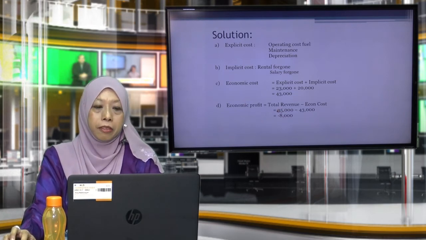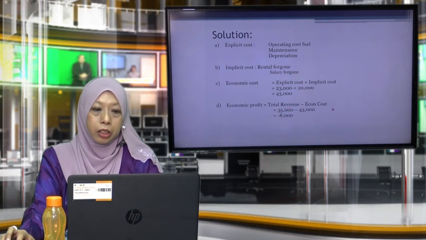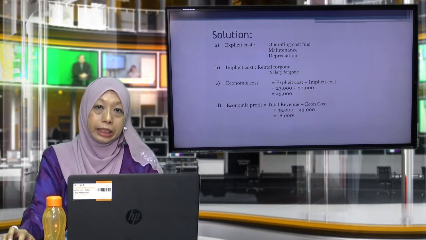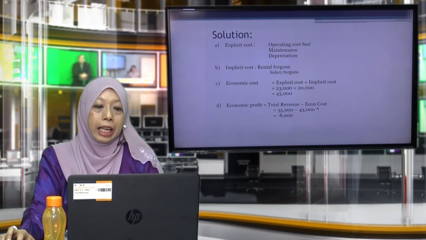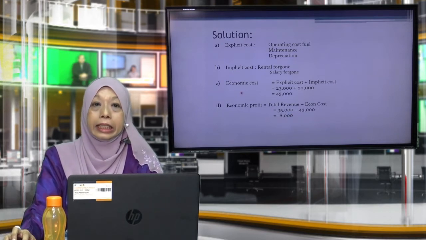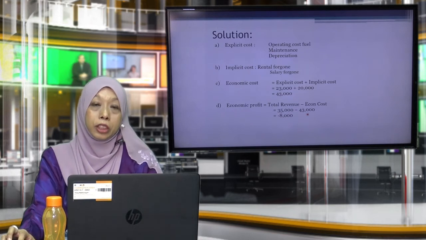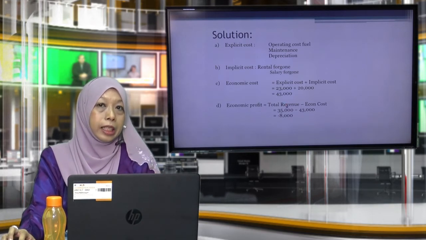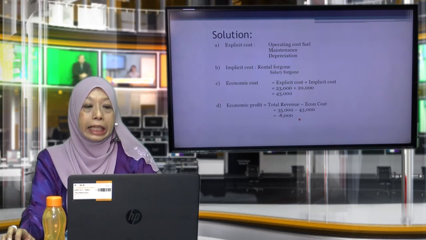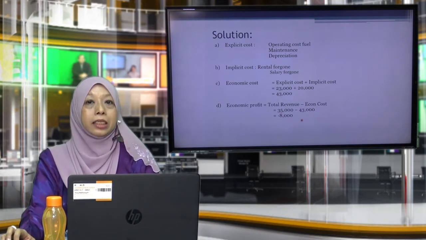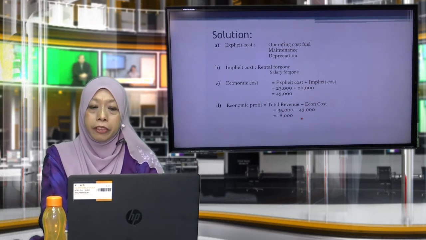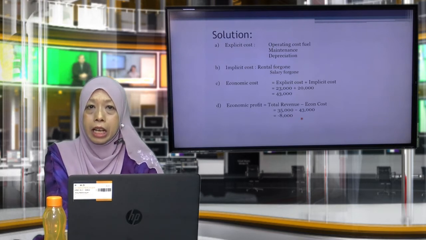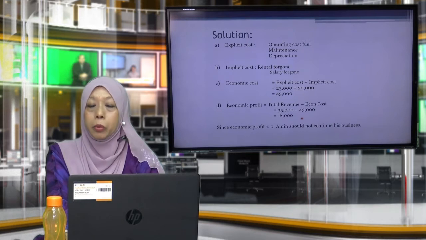Now, economic profit is the difference between total revenue and economic cost. From the case just now, we have already identified that total revenue is equal to 35,000. Economic cost has been calculated in question C. It is equal to 43,000. So as you can see, for Amin, when he continues operating this construction business, he would be earning an economic loss in the amount of 8,000. So should Amin continue operating the business inherited from his father? Well, the answer would be no.